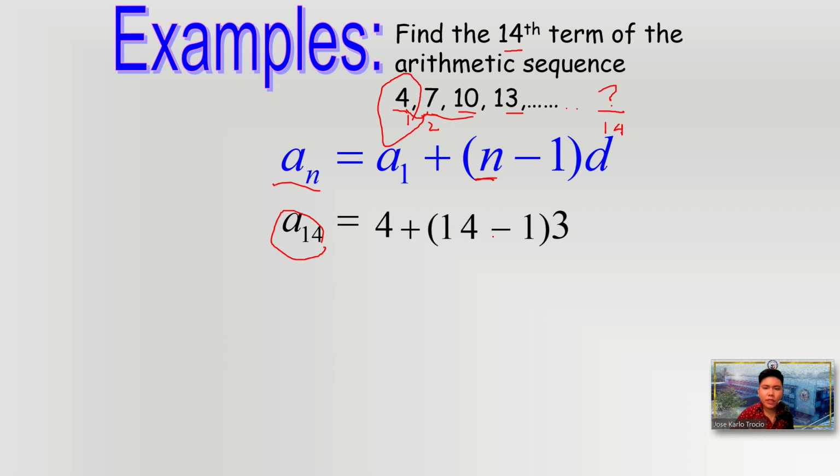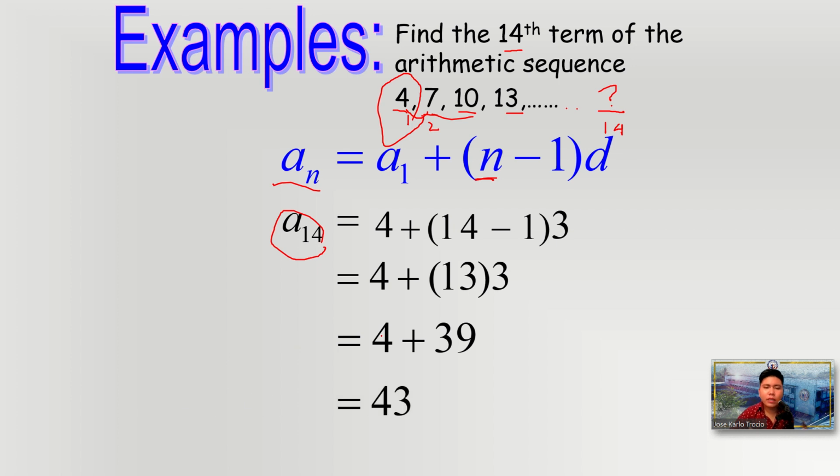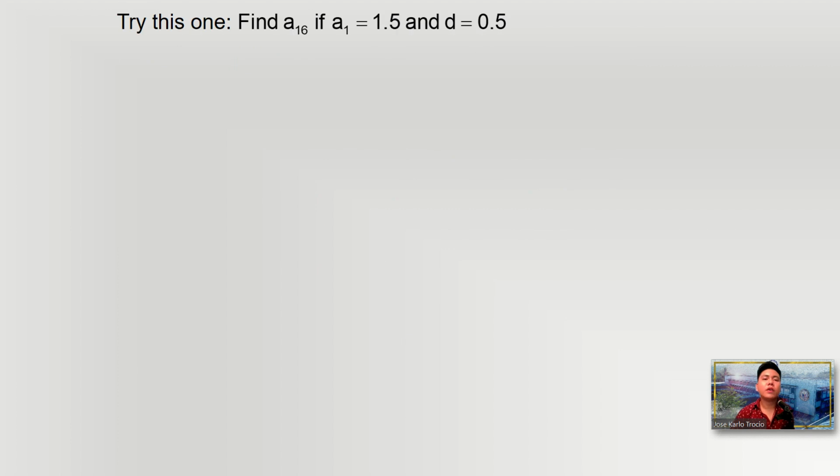So you multiply 14 minus 1, that is 13. 13 times 3, that is 39. 39 plus 4, that is 43. Therefore, this one here is 43. See, the work is now very easy with the arithmetic sequence. But if you do it manually, it can take a lot of time: 13 plus 3, 16 plus 3, and so on. But if you have this equation, kindly memorize it, and things get easier.